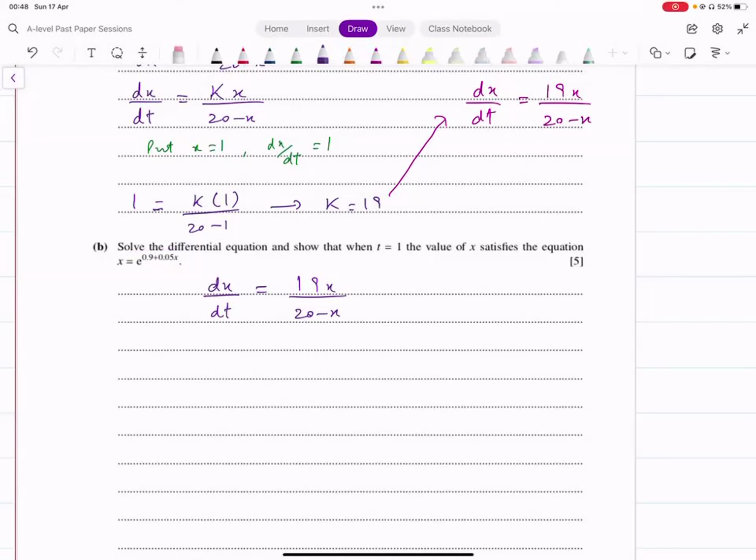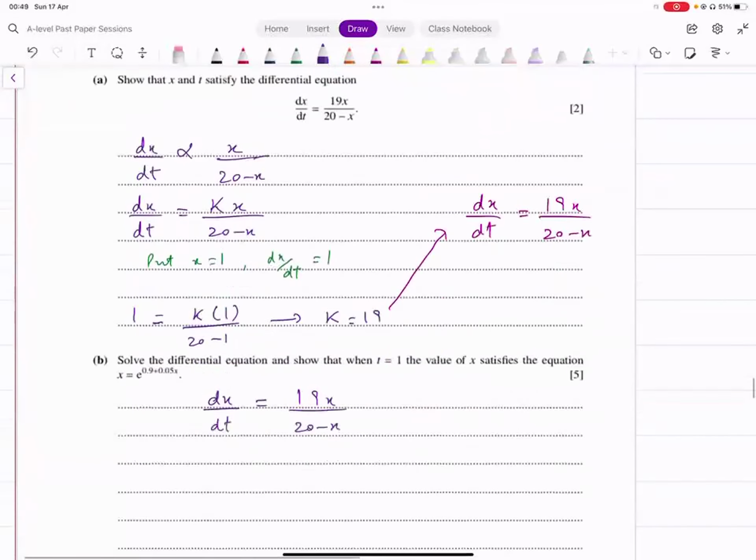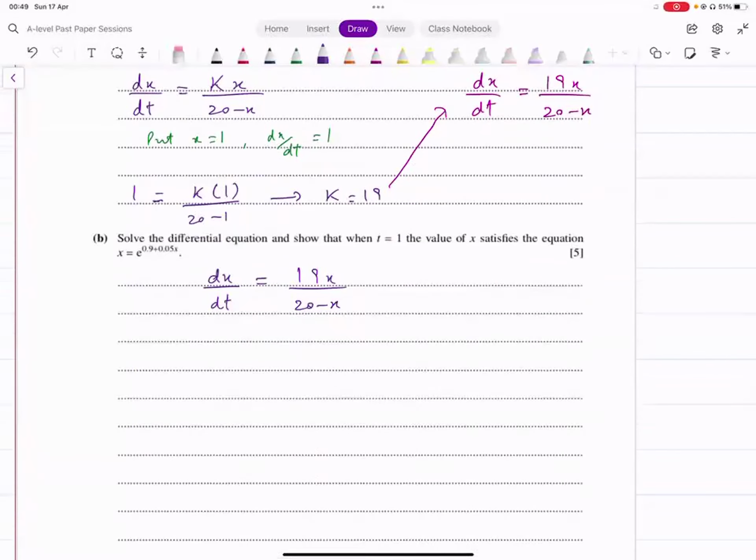What do we do to solve? We separate the variables first. There is no t here, only x. We take all the x terms to the left. We get 20 minus x over 19x dx. On the right side, we've got dt. Let's integrate both sides. But of course, when you integrate both sides, the left side is going to be integrated with respect to x, and the right side with respect to t.